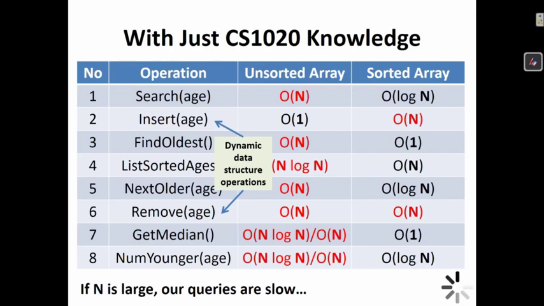But if n is large, then your query will become slow. So you want to have some data structure where everything here can hopefully be less than O(n). Though one of them cannot be less than O(n). There's no way for you to be less than O(n). Which operation? Which one definitely cannot be less than O(n)?